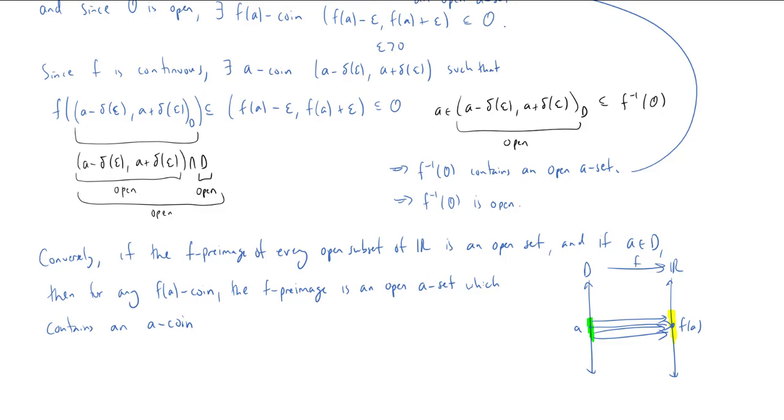All right, so at least once we intersect with D, but of course we're working, when we take this preimage, we're only getting things in D anyway. Okay, so it contains an A coin, and thus f is continuous at A.